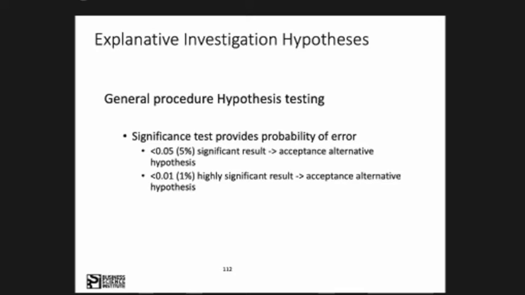The general procedure of hypothesis testing is the following one. We have different significance levels: the 0.05, or 5% level, or the 0.01, 1% level. This means that at 5% we accept the alternative hypothesis, that is, we consider there's a significant difference in the means of the tested concepts, or a highly significant difference in the means of the tested concepts. Generally, highly significant means 1% probability and significant means 5% probability.